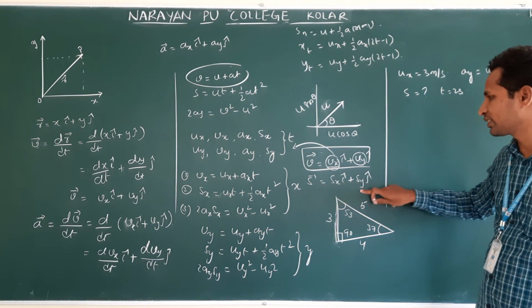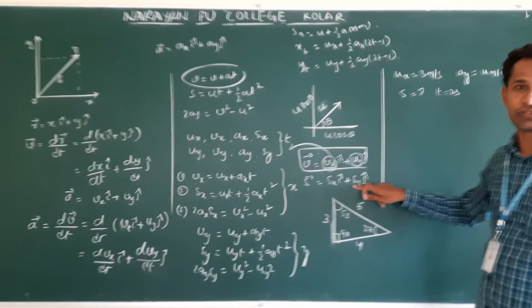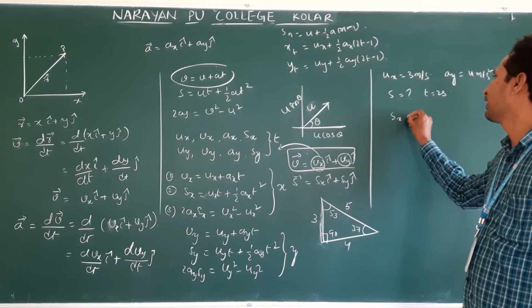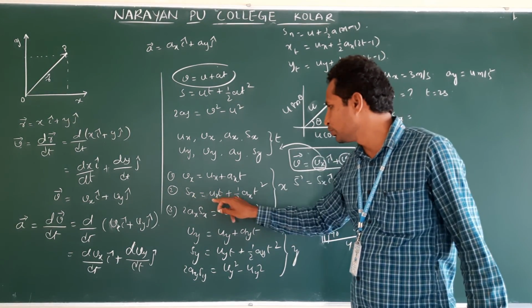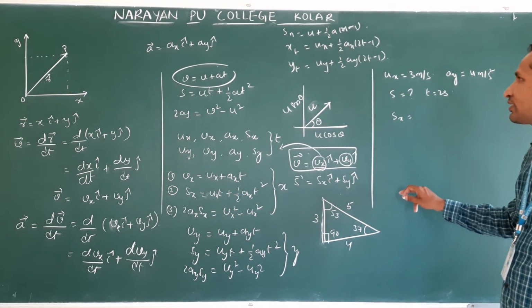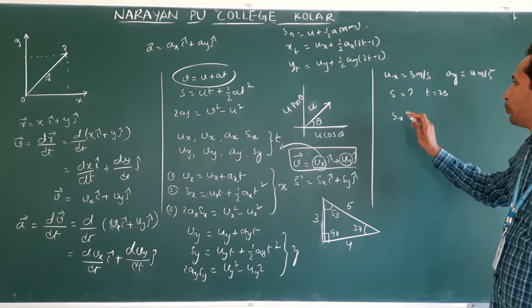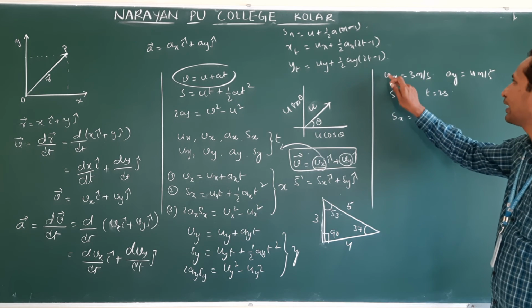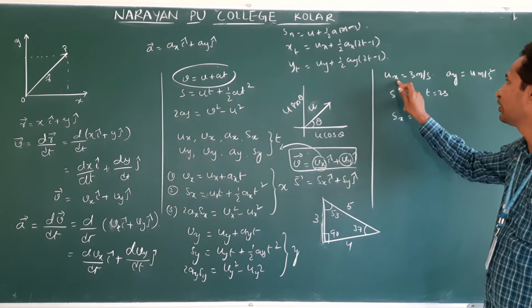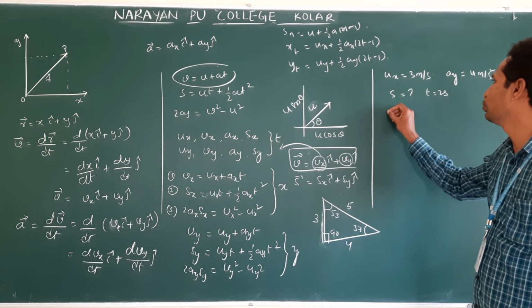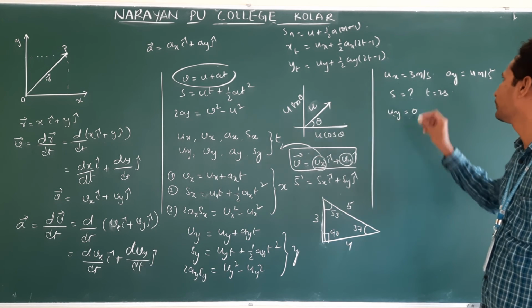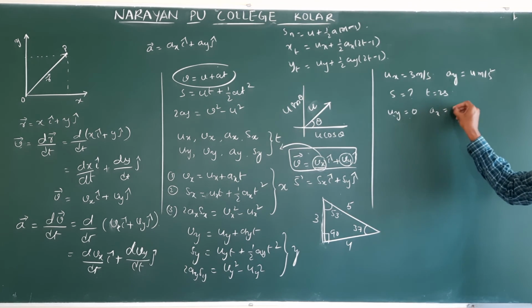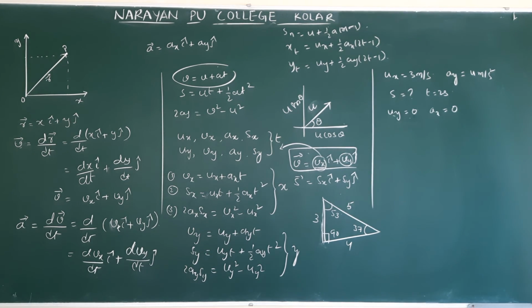S, how do we express? Sx i cap plus Sy j cap. So we need to find Sx and Sy. What is the Sx equation? Sx is equal to uxt plus half ax t square. So before substituting this, first we need to find this. They gave initial velocity along the x direction. What about the y direction? Uy is 0. They gave acceleration along the y direction. What about the x direction? It is 0. Understand?